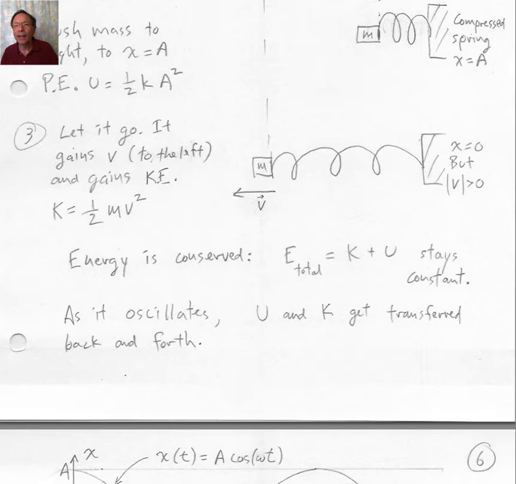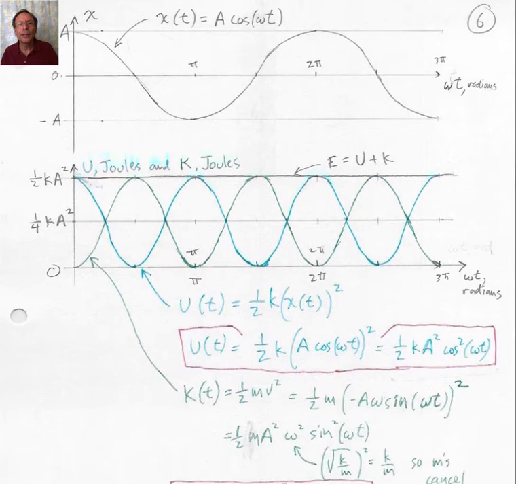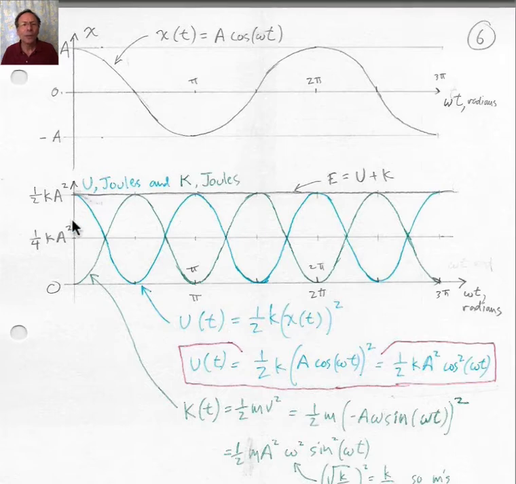They go up and down in opposite times, right? So when the kinetic energy is going down, let's say, then the potential energy is going up. And that is what you see in this graph. So the blue here is the potential energy.